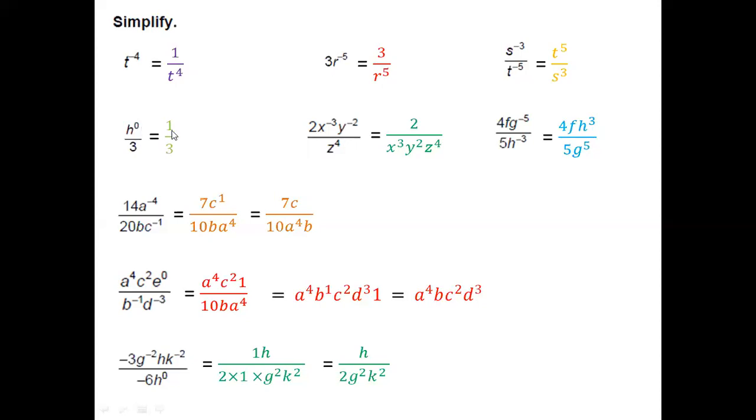So h to the power of 0, any number, it can be h, can be any number. So that means the value of this is 1 over 3. We cannot do more than this. We cannot do anything more than this. So this is your simplified form.